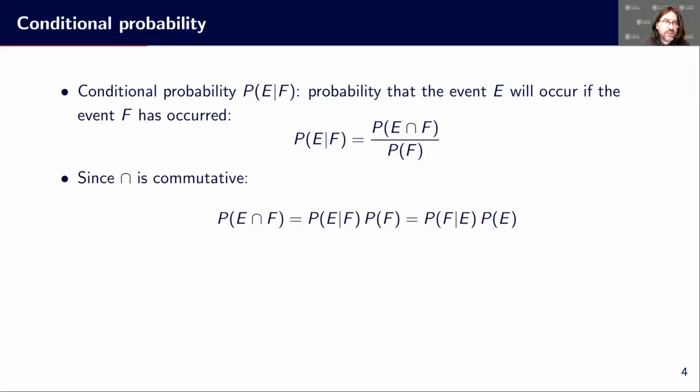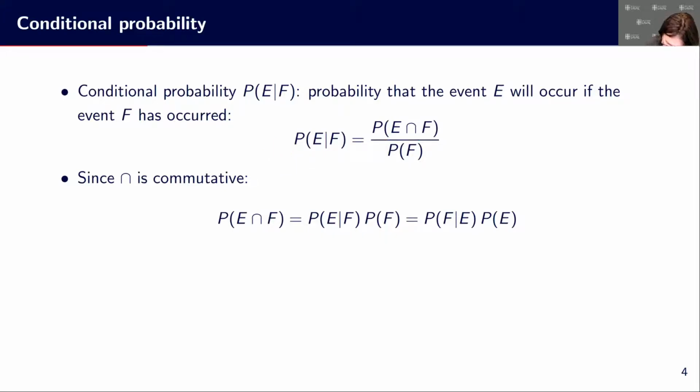Since this intersection operator is commutative, we can simply say that P of E intersection F is equivalent to P of E given F times P of F, which is also equivalent to P of F given E. All we get here, basically for the left part, we just get this on the other side. So this gives us this thing times that thing.